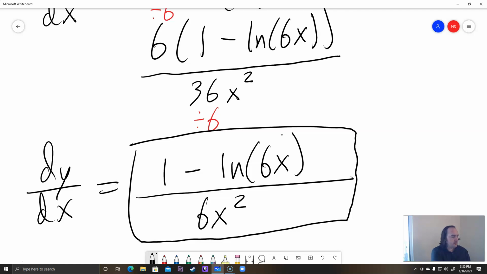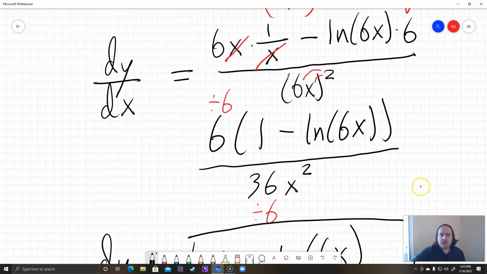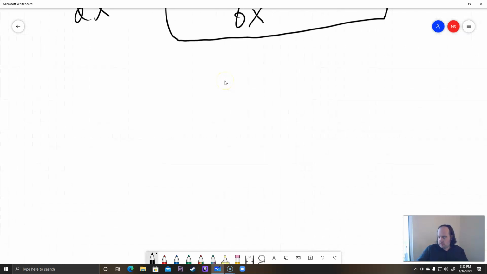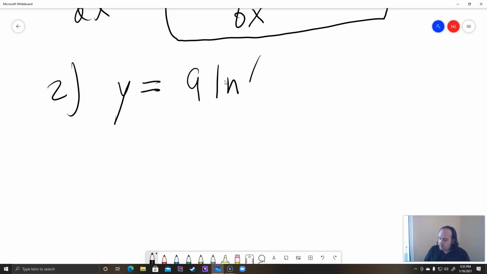Cool. All right. So now we have been doing the chain rule, but we haven't done ones that are difficult with the chain rule. So I wanted to do a little bit more challenging problem involving the chain rule. So for problem number 2 here, we're going to be doing the derivative of y equals 9 times ln of the quantity 3 ln of x.